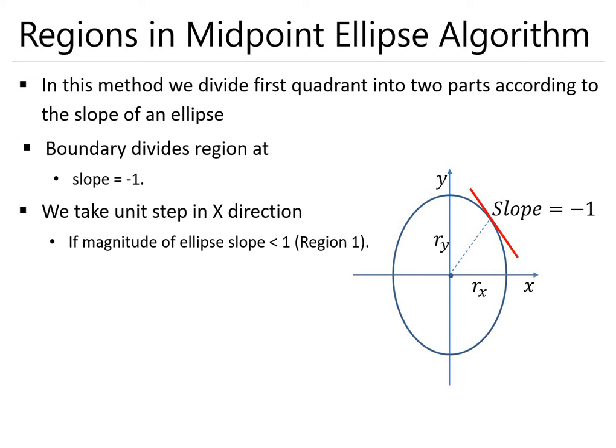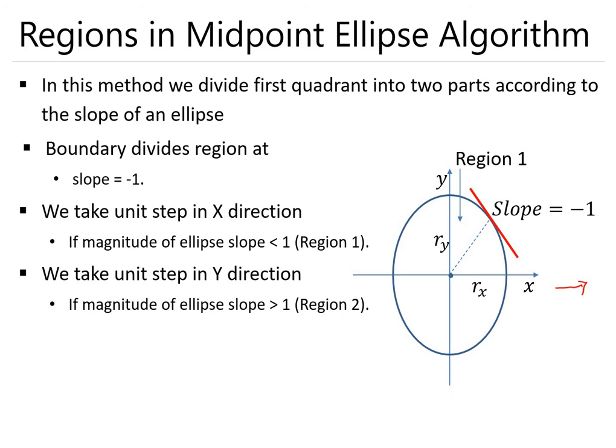We take a unit step in the x direction if the magnitude of the ellipse slope is less than 1. So we take a unit step in the x direction, this direction, if the slope is less than 1. This is called region 1. In region 1, the slope is less than 1, so here we will take a unit step in the x direction.